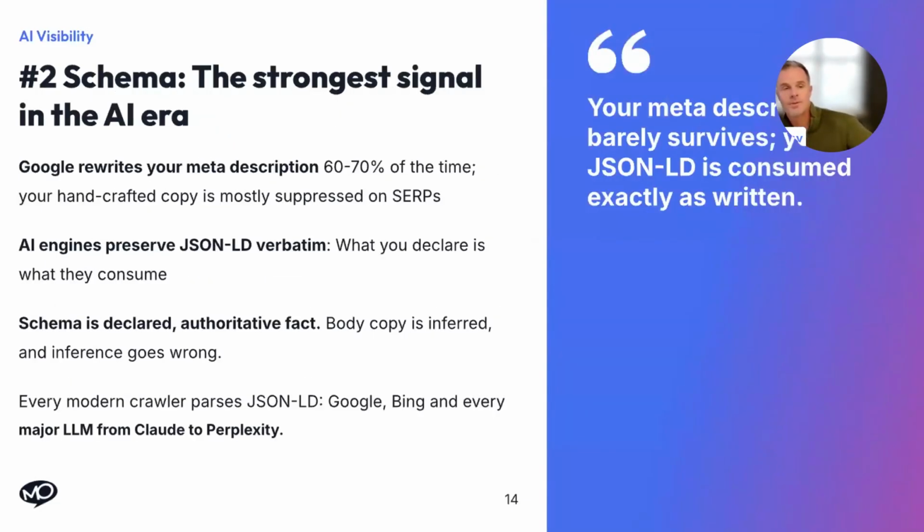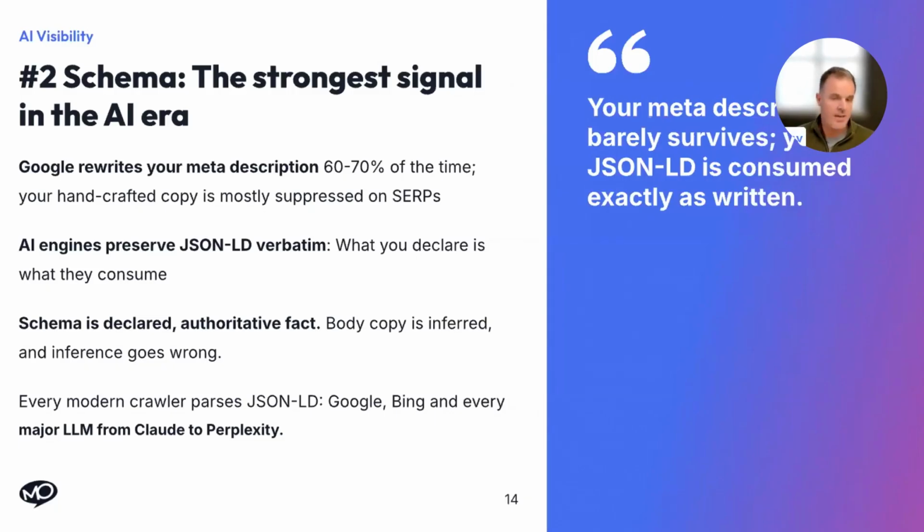Okay, number 2, after on page, schema. The strongest signal in the AI era. Google rewrites your meta descriptions 60 to 70% of the time. Your handcrafted copy is mostly suppressed on the search engine result pages. I've been frustrated by that.